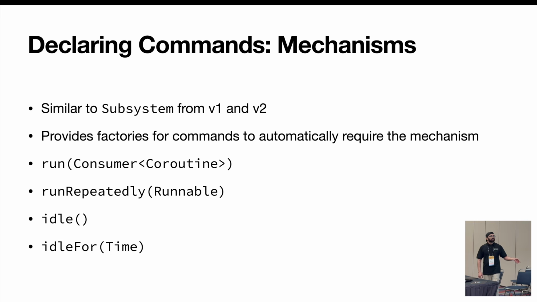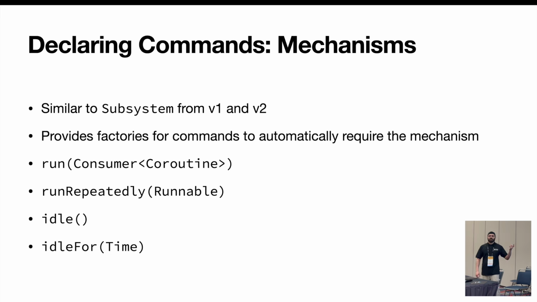These provide factories for commands to create commands that automatically require that mechanism. Again, this is very similar to what V2 already has. You have run, which is what we saw earlier in the talk, that accepts a lambda function, which accepts a coroutine parameter, and then you have your function body that does whatever you want with it, has your loops, has your if statements, whatever. There's also run repeatedly, which is a helper, so if you just want to do one thing over and over again, that just accepts a runnable, so you don't have access to a coroutine there, but it lets you specify a loop body without having all the other cruft and boilerplate around it.